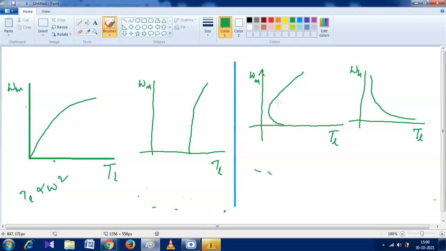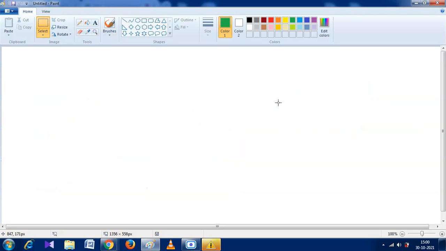Then we will move to steady state stability. Then our topic is steady state stability.